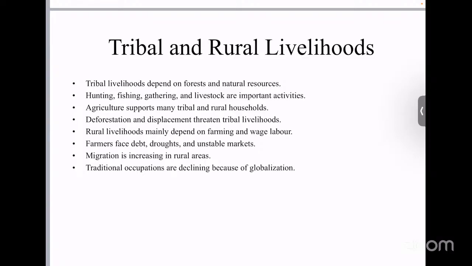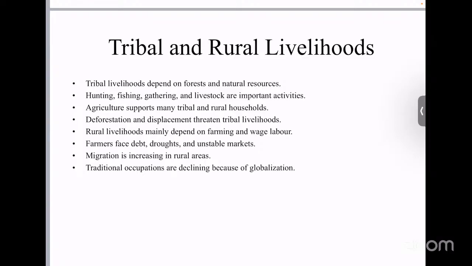Mining projects and industrial activities in tribal regions create another serious problem. Tribals often become laborers in their own lands, while outsiders control industries and the profits. Also, displacements due to dams, industries, and urban expansion pushed many tribal families into poverty and insecurity.